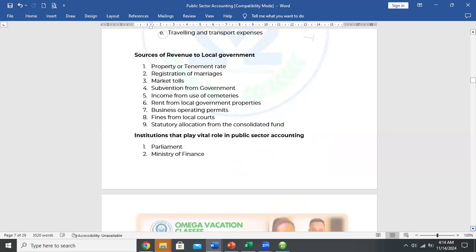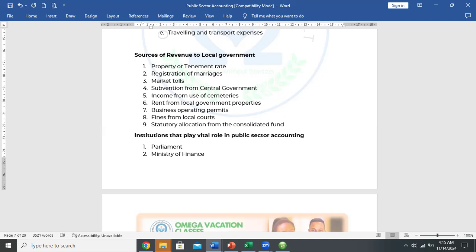The sources of revenue to the local government. What we saw was for the central government, as in the main government. What of the local government, as in the district, municipal and metropolitan assemblies? They get money from, one, subvention from the central government. I don't know if you are aware of this popular one district, 1 million Ghana cedis, right? So the government promised to give every district 1 million Ghana cedis. That would have been a subvention from the central government.